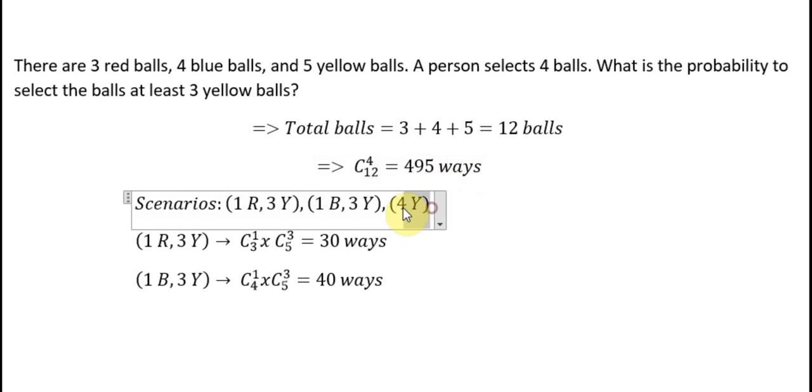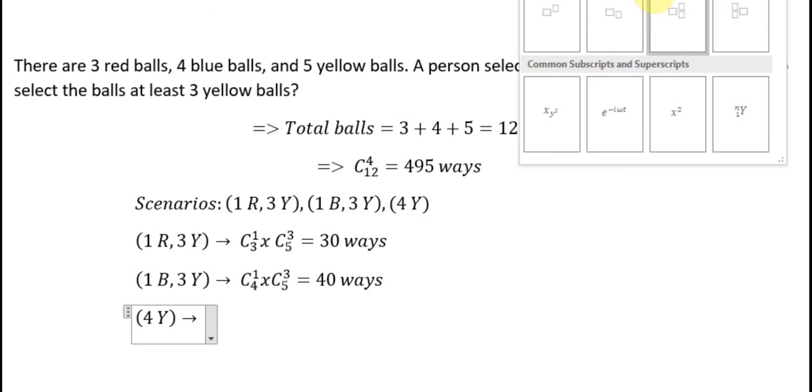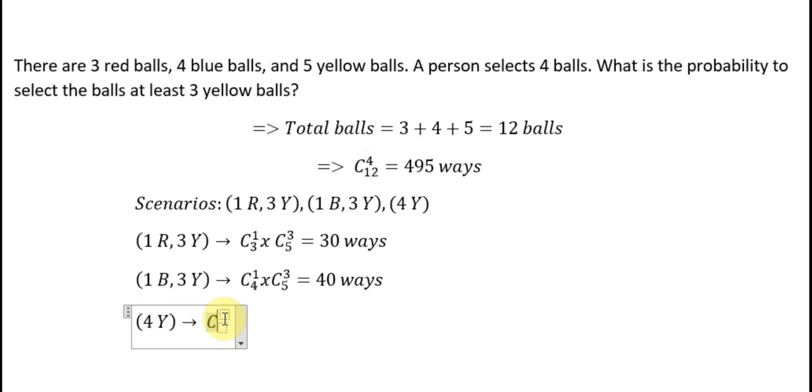And the last scenario, there are 4 yellow bonds, so we have the combination C(5,4), and that's 5 ways.